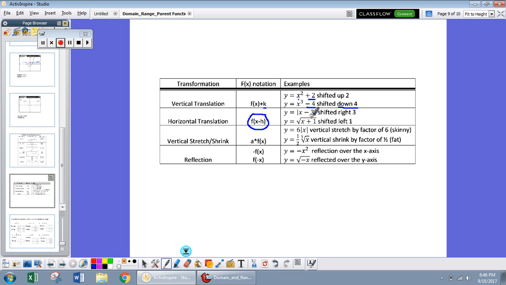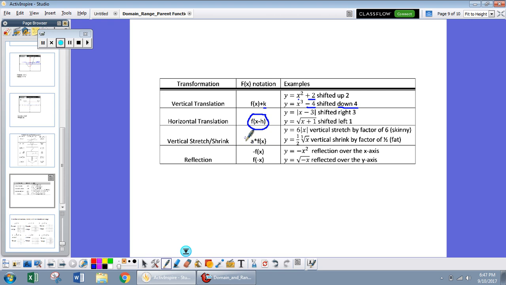So as I say, x minus 3, that's telling the translation to the right by 3. Y equals the square root of x plus 1. Again, inside, affecting inputs, and it's the opposite of what you think. It's a positive 1, but it's shifted left 1. We can also do vertical stretches and shrinks.